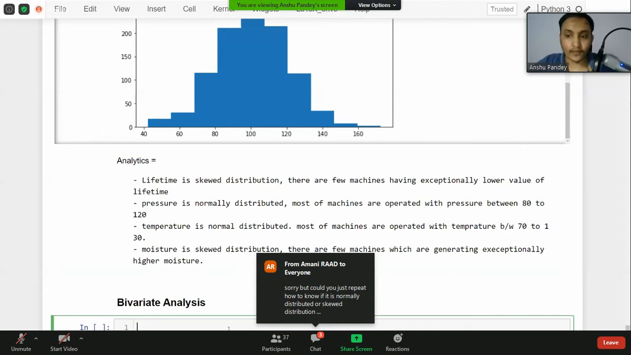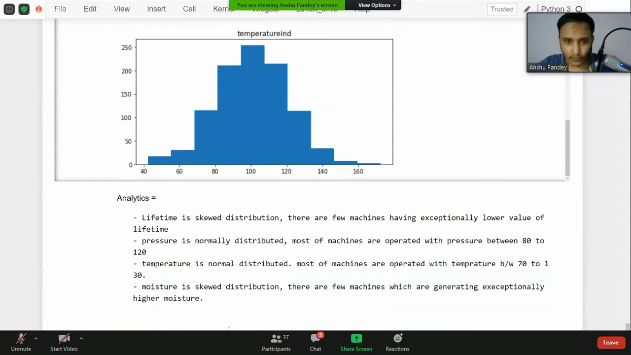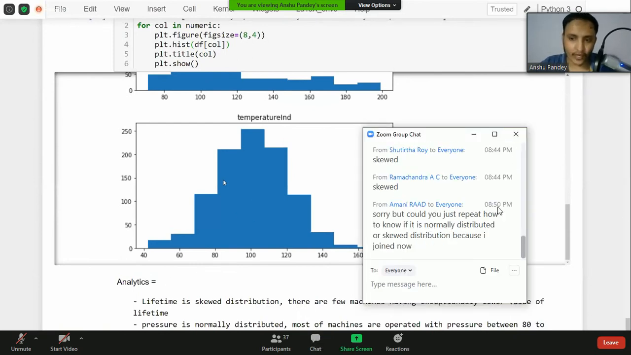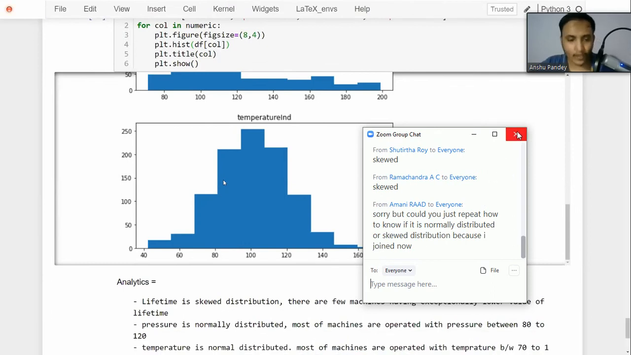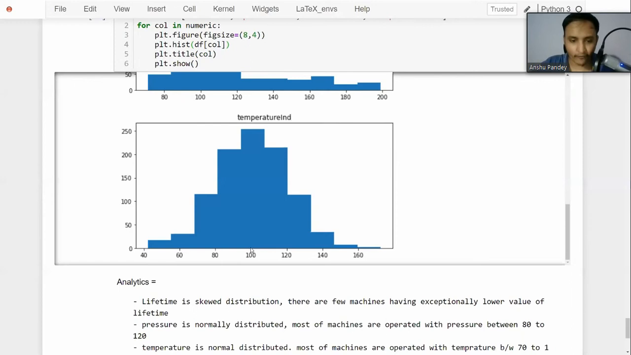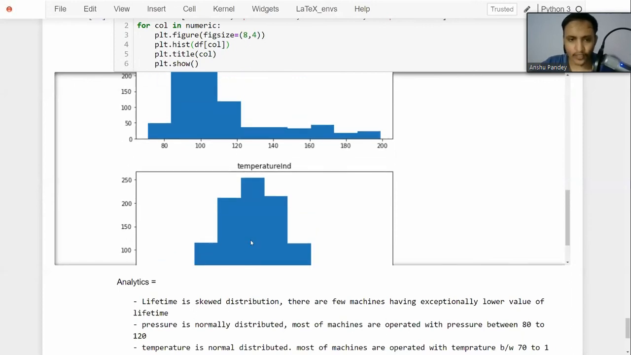One way to look at whether the data is normally distributed or skew distributed is to look at the skewness. You can technically look at this value of skewness and, based on that, judge whether it is a normal distribution or a skewed distribution. The other way is by looking at the graph: if it is symmetric on both sides, as we can see, both sides of 100, it is an almost symmetric graph for temperature. So it is a normal distribution, right?